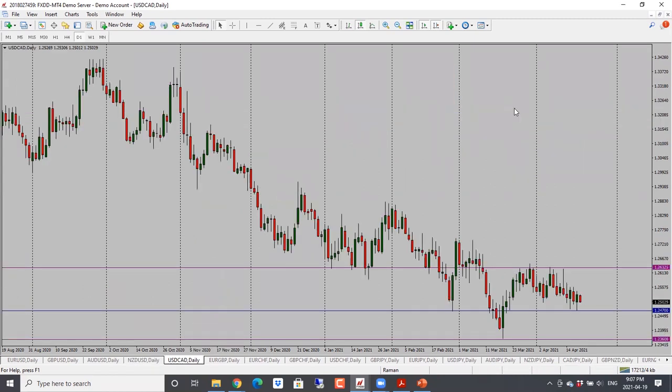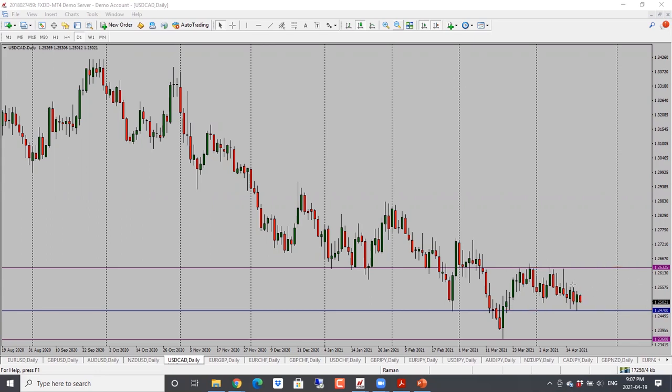Dollar CAD, this one, I am looking for a move back towards the support level at 1.2470. Now, keep in mind, price is trading in this range. It's been stuck here for quite some time now. So we're looking for price to come and hit the support level again, and if it doesn't go through, looking for a move back up. So watch out for the support level here.